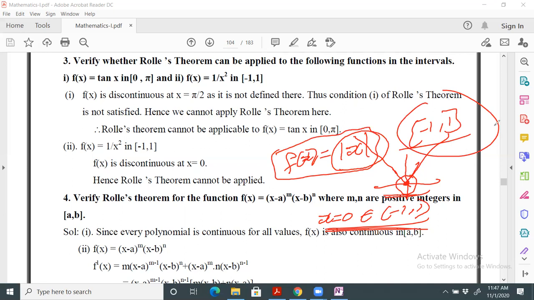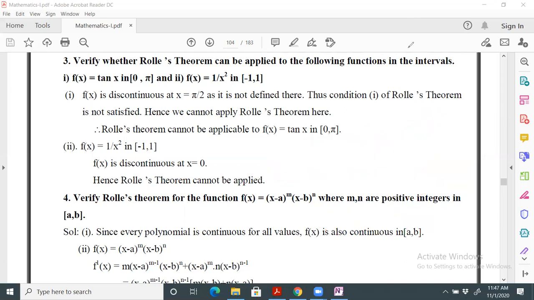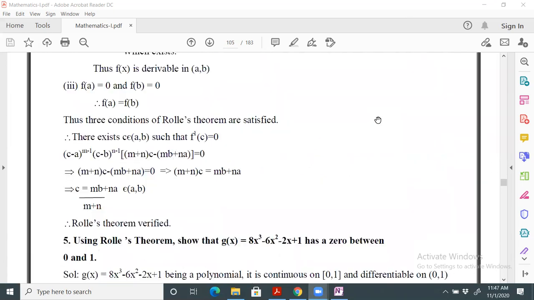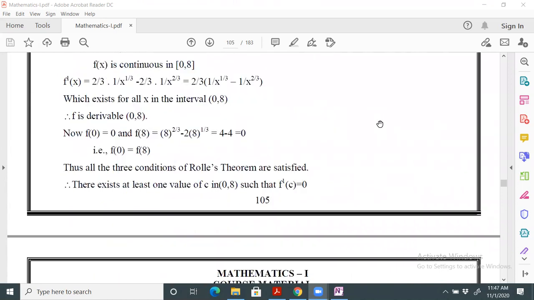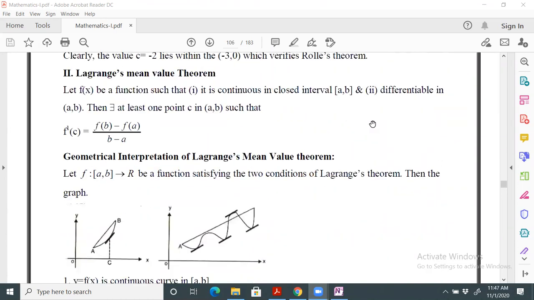Second condition failed, so differentiation does not exist. Then, if at least one condition fails, we don't need to go to the next condition. Rolle's theorem is not applicable. These are the cases. Now going to Lagrange's mean value theorem.